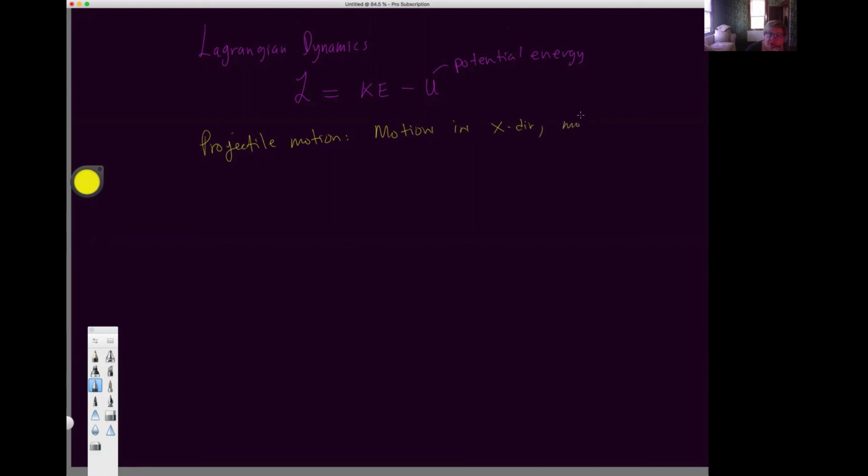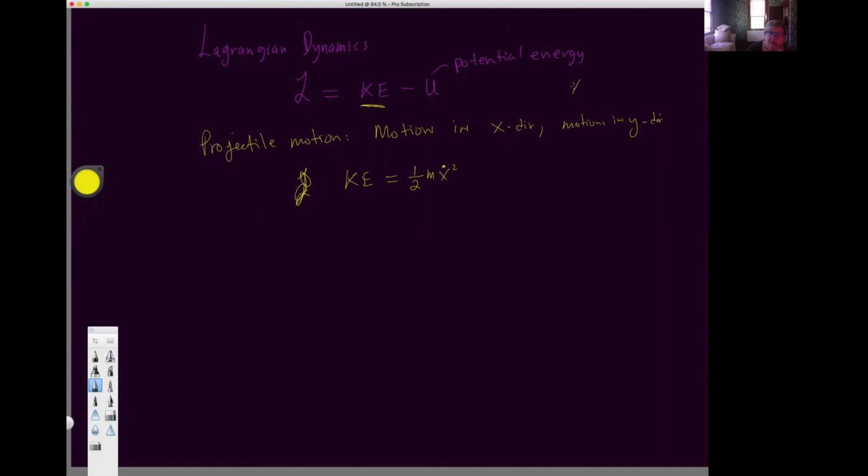And we have motion in the y direction as well. Okay, so that means there's going to be a kinetic energy term for each of those. Now, if you remember, when we write down the Lagrangian, let me write down the kinetic energy first. We usually use the dot to mean time derivative. So for motion in the x direction, that's going to be 1/2 m x dot squared, which is just shorthand for the time derivative of x.